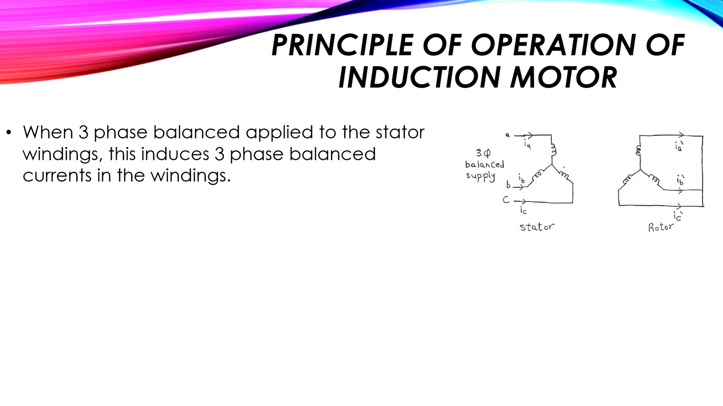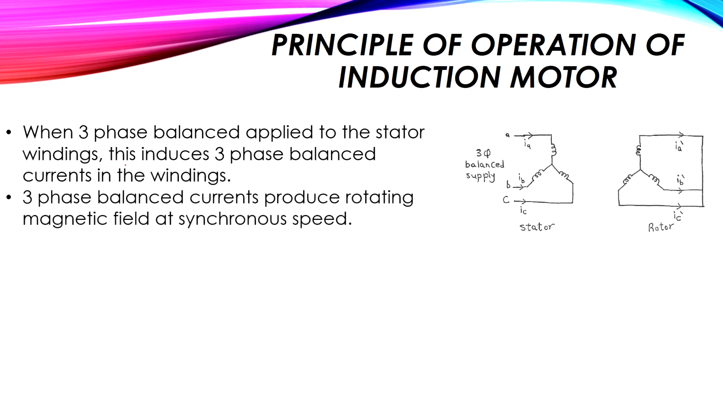Now, since the three phases are shifted in space by 120 degrees, what will happen? These three currents will produce a phenomenon in the induction motor, the same as the synchronous generator. What is this phenomenon? The three-phase balanced currents produce a rotating magnetic field at synchronous speed, which depends on the frequency of supply. So this produces a rotating magnetic field having the same speed as the synchronous speed.